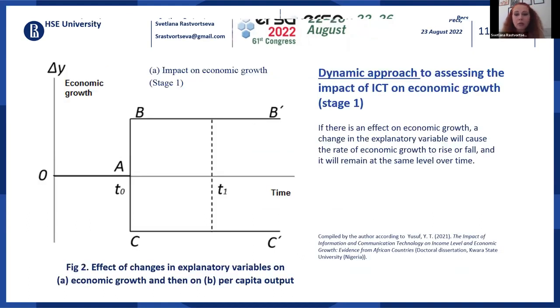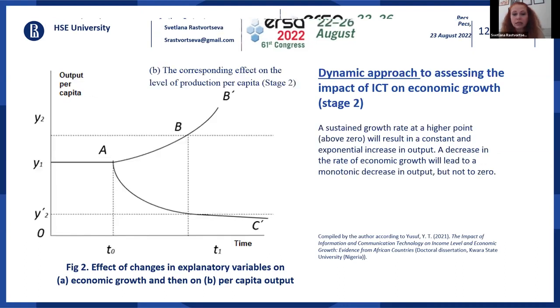The dynamic approach shows how different groups of ICTs directly affect the pace of economic growth. A growth rate at a higher level, above zero, will lead to a constant increase in production. A decrease in economic growth will lead to a decrease in output, but not to zero. That's why it is important to understand whether ICTs affect economic growth in the long term or only contribute to an increase in GDP per capita.